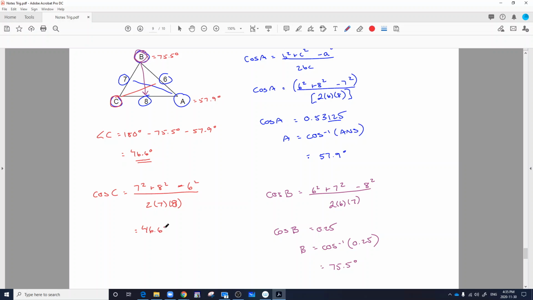So we got lucky. Even though I used my rounded answers, it ended up accurate to the nearest tenth, which does happen. But it was also a good way to check that I did my cosine law correctly. So that's how to use the cosine law to solve for an unknown angle. And to do it, you have to know the three sides.